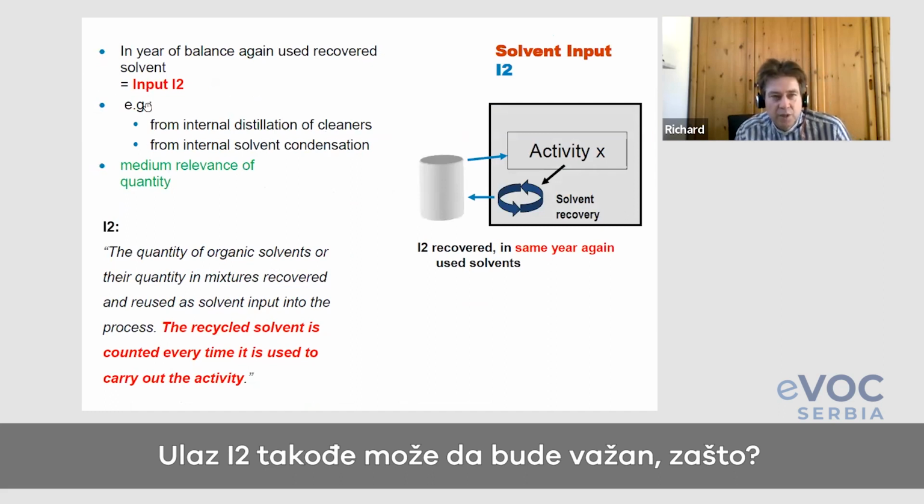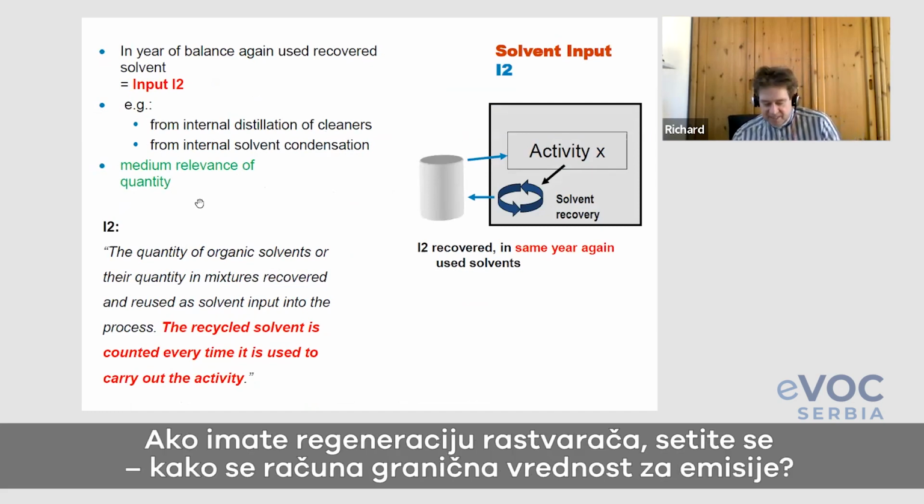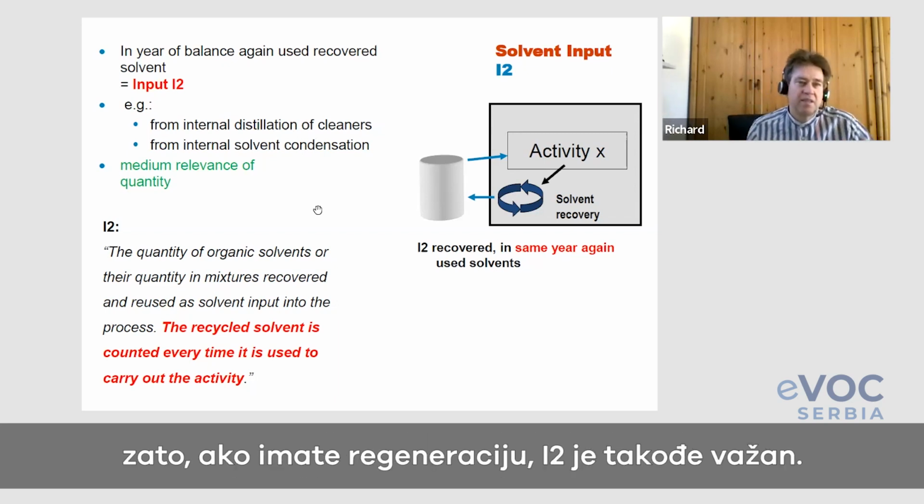That input I2 can be important. Why? That could be a test question. It is important because if you have such a solvent recovery, remember the limit value for the fugitive emissions, how it is calculated. It's calculated by a percentage of the total solvent input, and the total solvent input is I1 plus I2. So that's the reason, if you have a recovery, I2 is important.